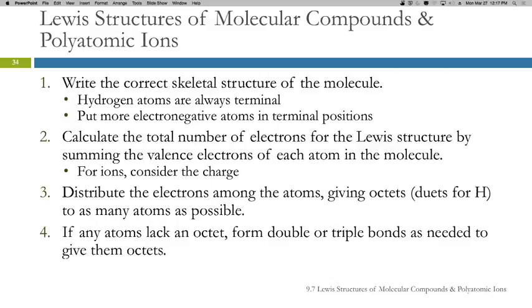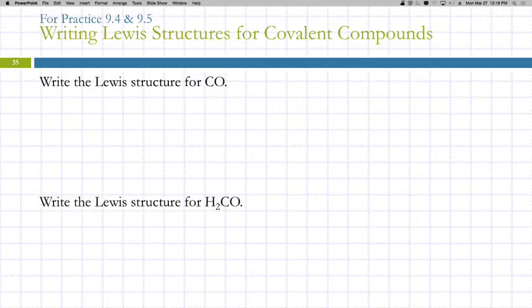You take that group of electrons and you spread them around. So we'll distribute the electrons among the atoms, giving octets to as many atoms as possible, remembering that hydrogen only wants a duet. Now sometimes you run out of electrons. You don't have enough to give everybody an octet, and that's where we have to do a little more sharing, and we're going to end up with double or triple bonds. Okay? So let's do some examples.